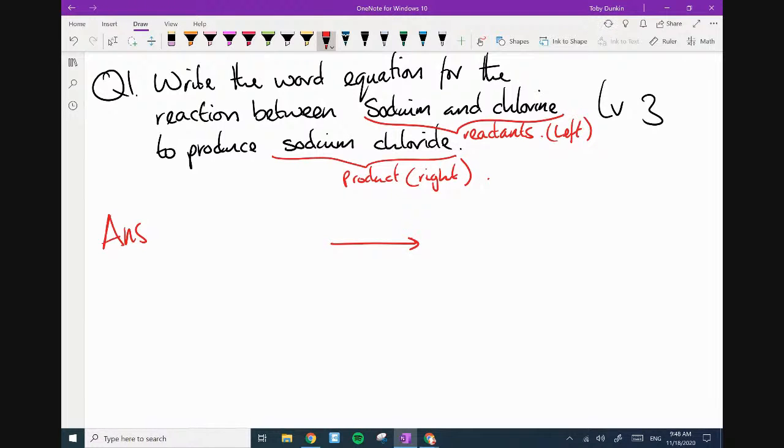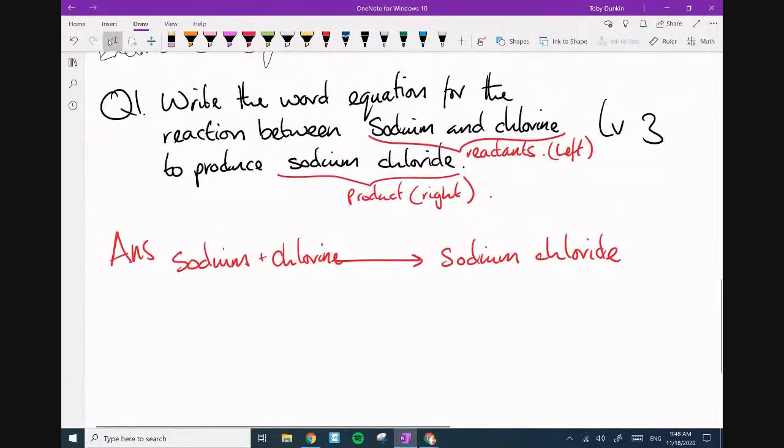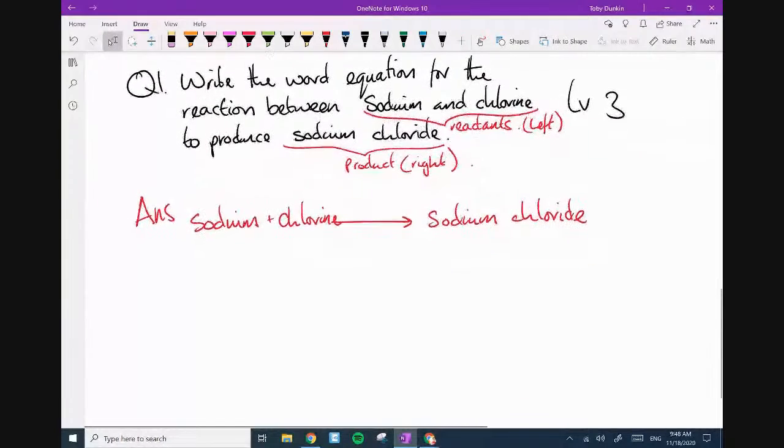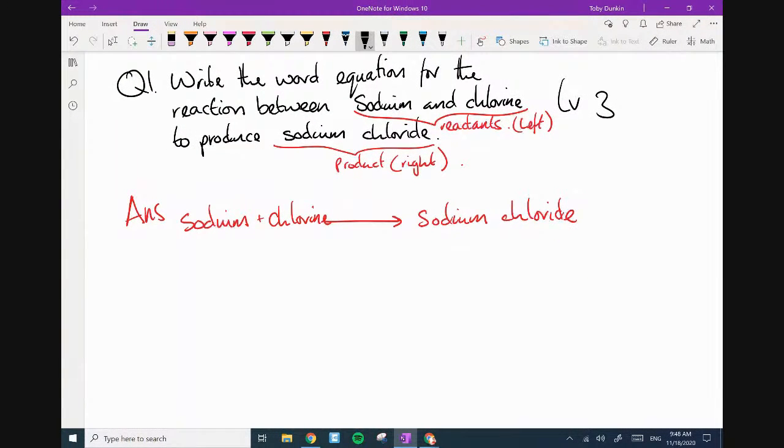Because all the words are there. Now they can, sodium plus chlorine goes to sodium chloride. That's all they're doing. All they're doing is testing your understanding of an equation that those are reactants and those are products. They can change the level very easily by saying, write the word equation for the formation of sodium chloride. All of a sudden the level changes. So that's the lowest level.